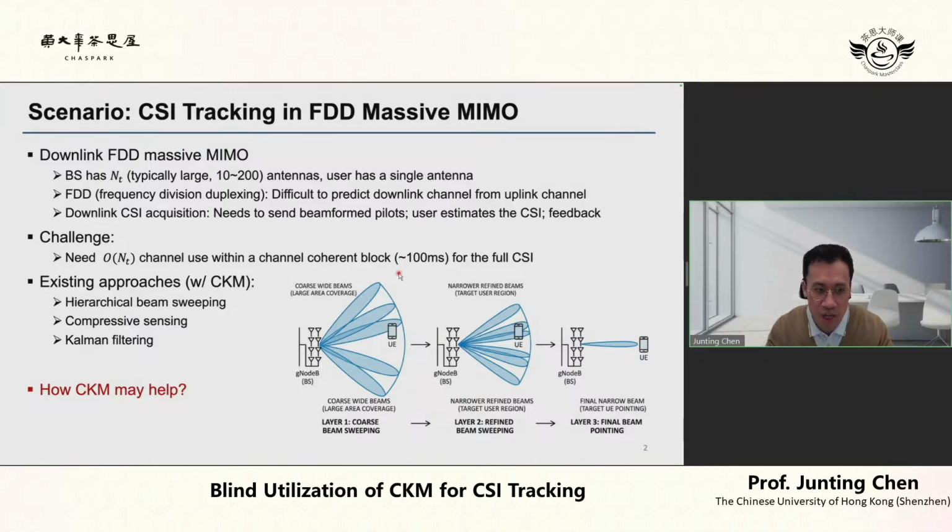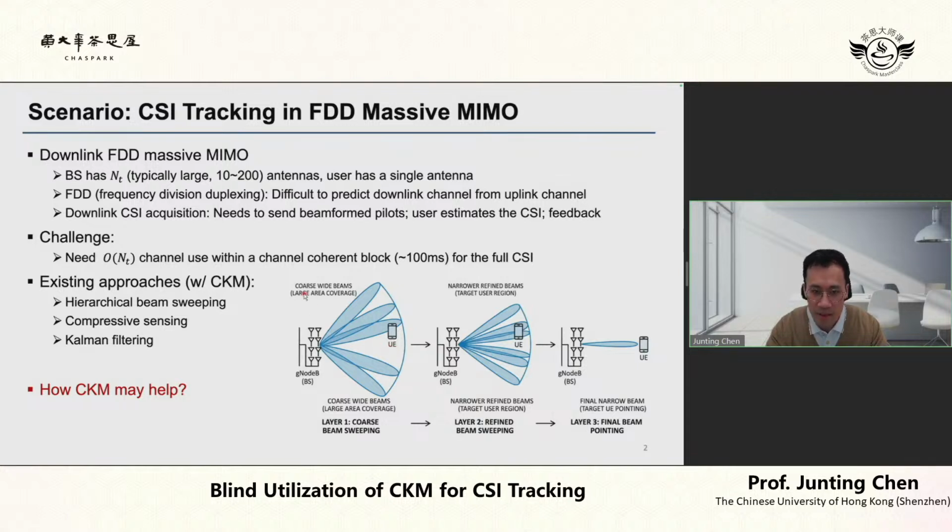So this makes the problem quite challenging in the sense that we need to estimate the full CSI within a very short time frame. And typically, we have some methods. For example, the most typical method is the hierarchical beam sweeping, which has been deployed in most current systems. Say the base station first uses a wide beam to roughly localize the user. For example, I use a wide beam to scan the area. After scanning, I will know the user is roughly to the east of the base station.